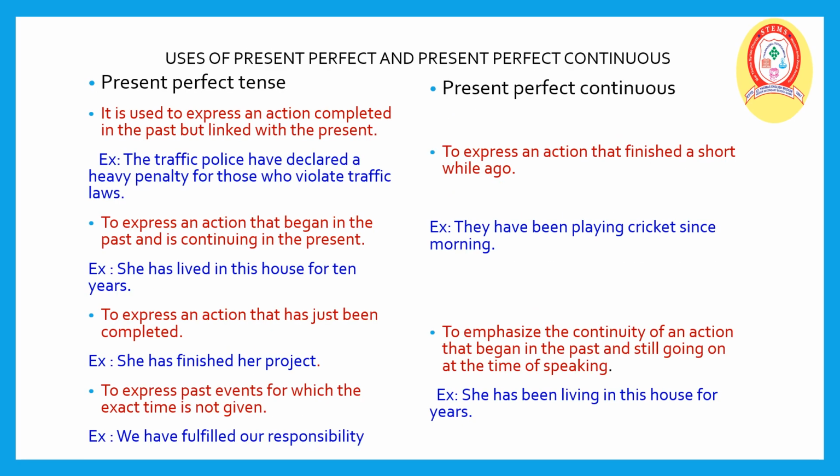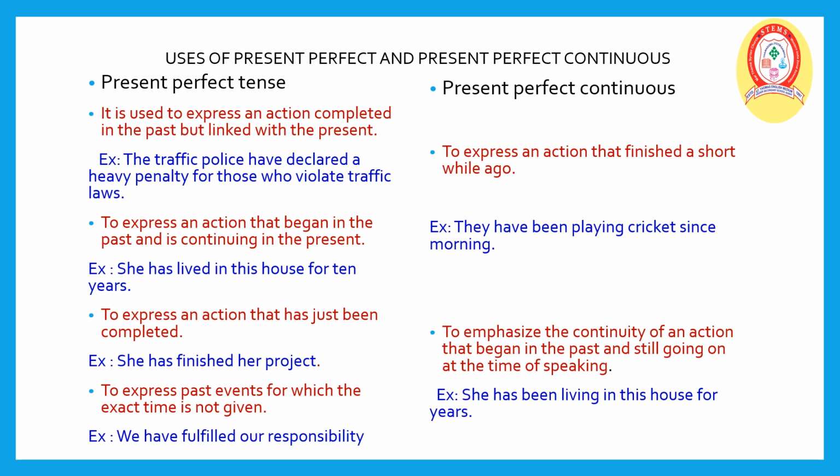Next, uses of present perfect and present perfect continuous. When do we use present perfect and when do we use present perfect continuous tense? Let us see present perfect tense. It is used to express an action completed in the past but linked with the present. Let me repeat. It is used to express an action completed in the past but linked with the present.